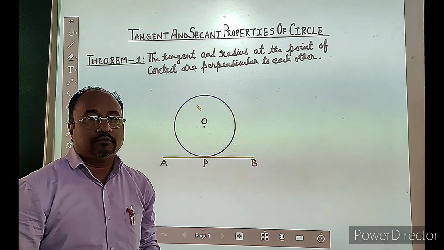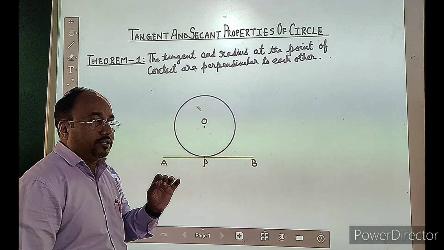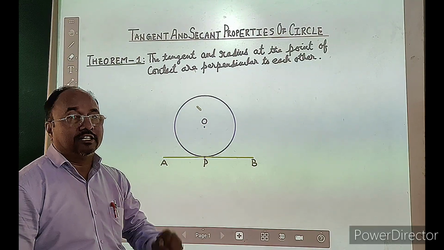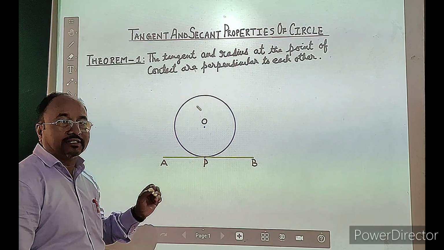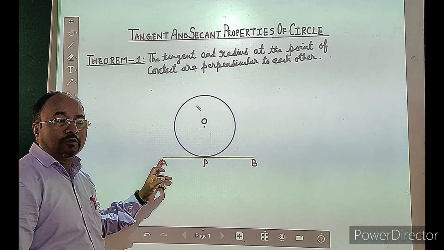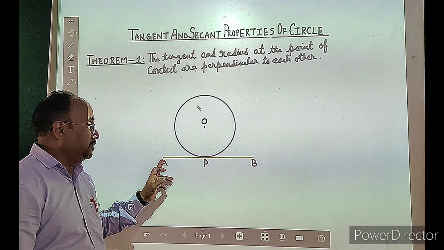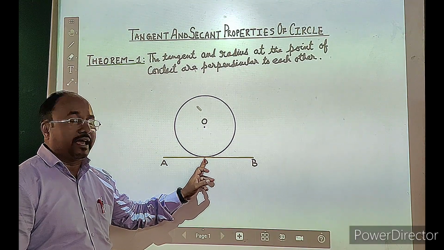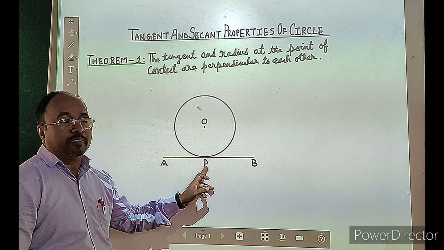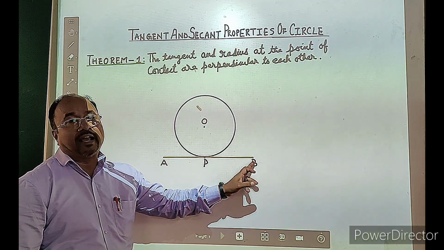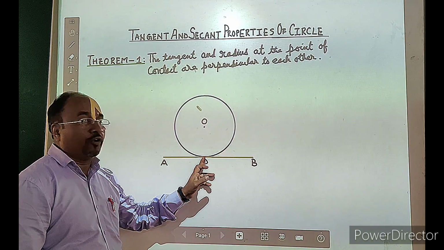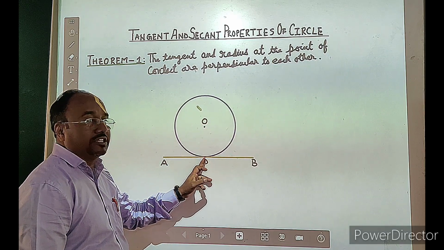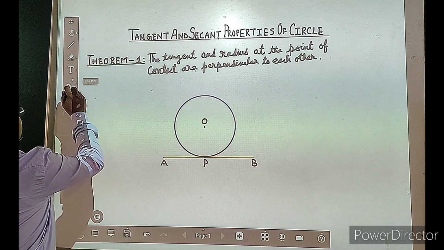each other. It means here, first of all, we should know nicely what a tangent means. A tangent is an external line from a point outside the circle and touching the circle only at a point. Like in this diagram, it is touching at the point P. So APB is a tangent. Now, this is the point of contact. If we draw a radius joining the center with this point of contact, let us draw it.